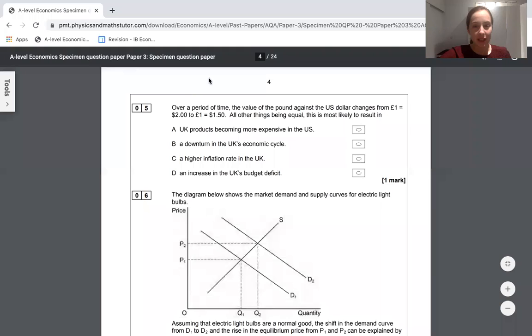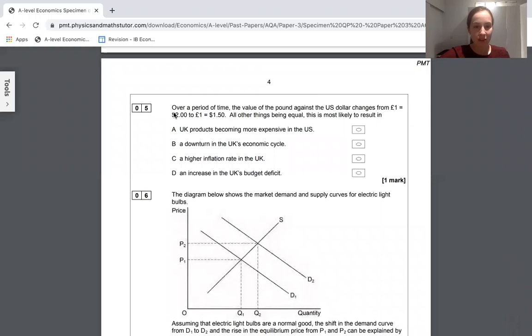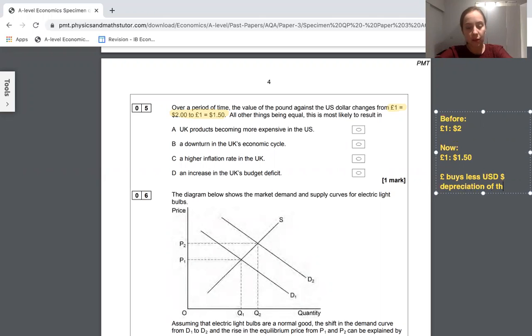Here we have a depreciation of the pound. The pound can buy fewer dollars, so that's called a depreciation. Before, £1 buys $2, and now £1 buys $1.50. So the pound buys fewer US dollars. This is called the depreciation of the pound relative to the US dollar.